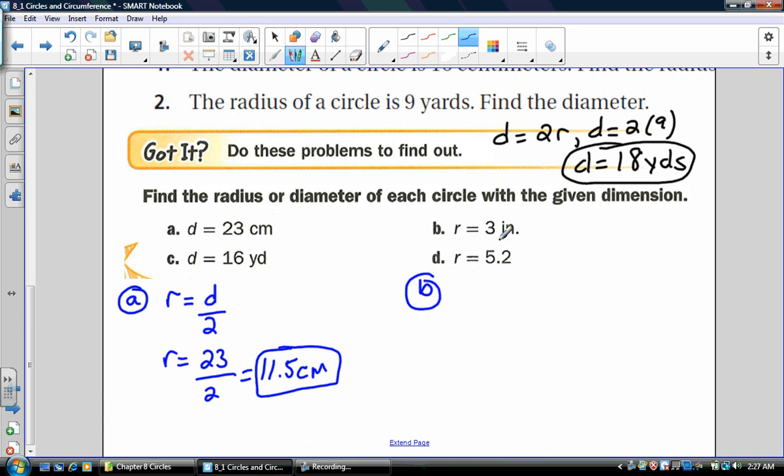If we're doing example B, right, we're given the radius, so we're asked to find the diameter. So the diameter is going to be equal to 2 times the radius. The diameter is going to be equal to 2 times 3. So the diameter is going to be equal to 6. And those would be inches.